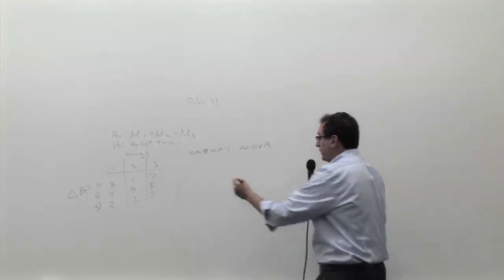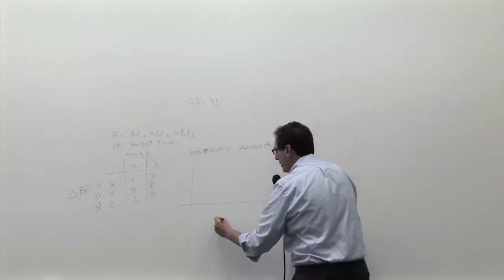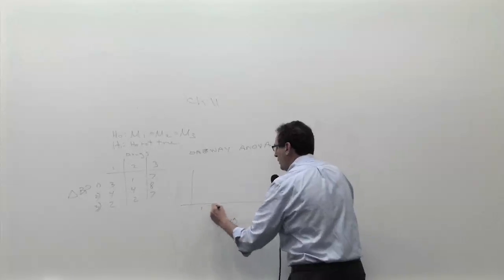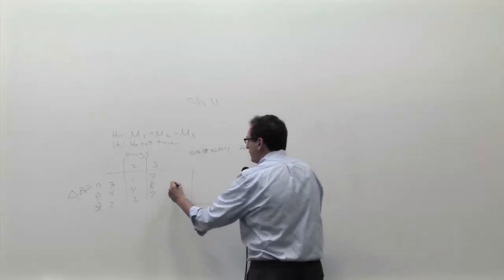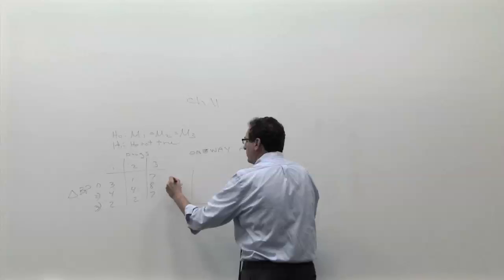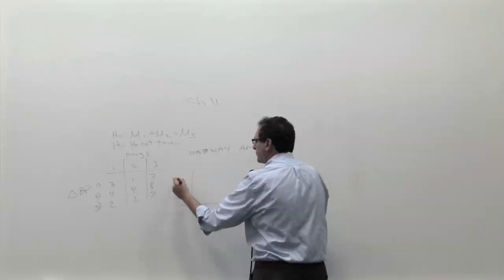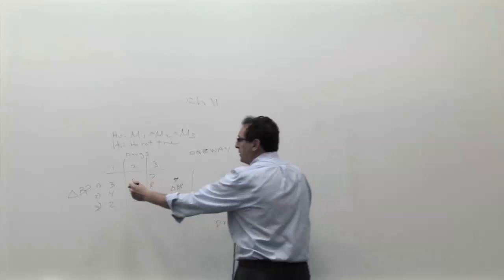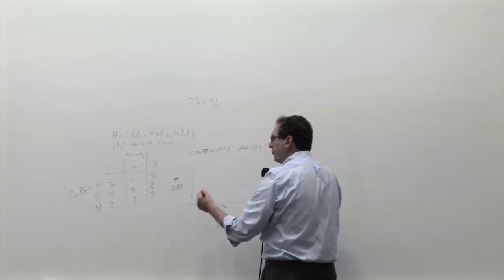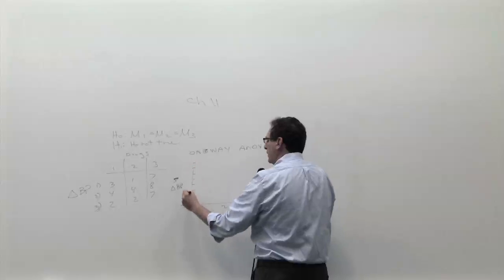And if you made a picture of this, let's make a picture of this. You have drug 1, 2, and 3. You have the change in blood pressure. And in fact, it's really the average change in blood pressure, the mean change in blood pressure. And this group seems, if you take 2, 3, and 4, the average is about 3.